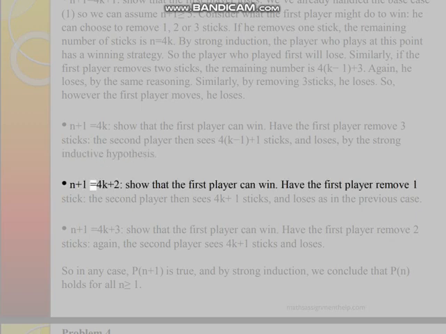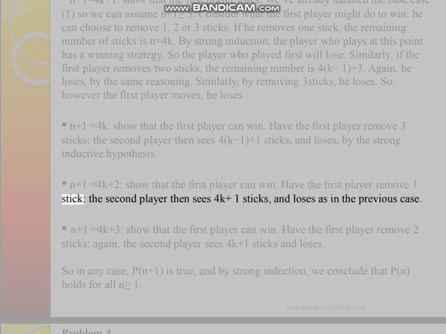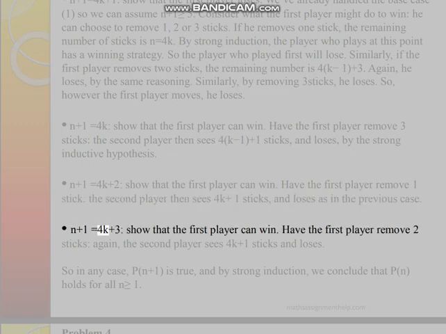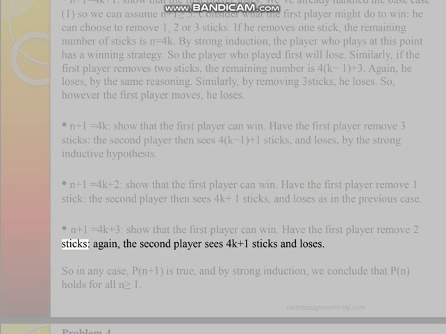Case 3: n+1 equals 4k+2. Show that the first player can win. Have the first player remove 1 stick. The second player then sees 4k+1 sticks and loses, as in the previous case. Case 4: n+1 equals 4k+3. Show that the first player can win. Have the first player remove 2 sticks. Again, the second player sees 4k+1 sticks and loses.